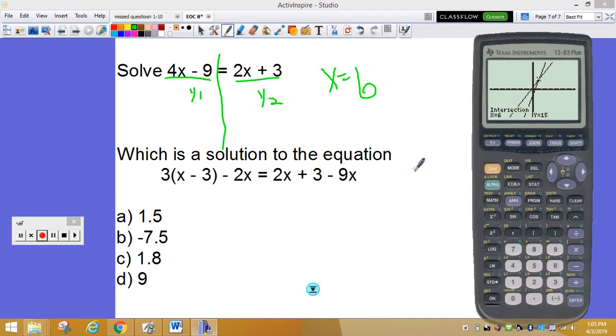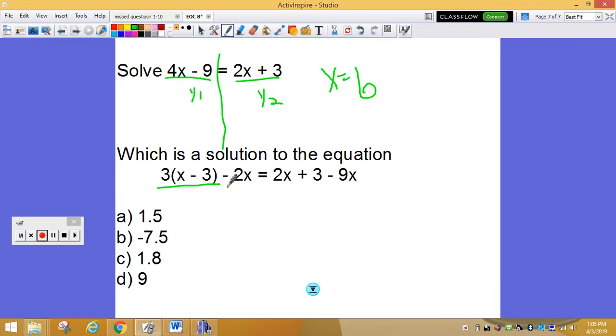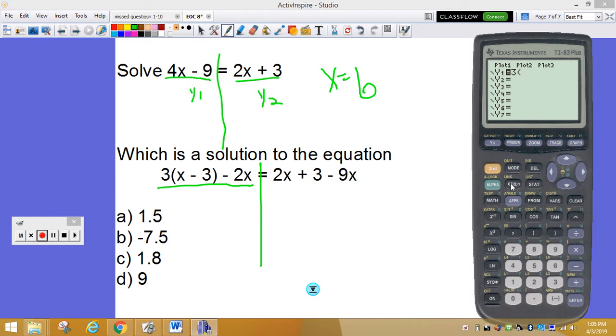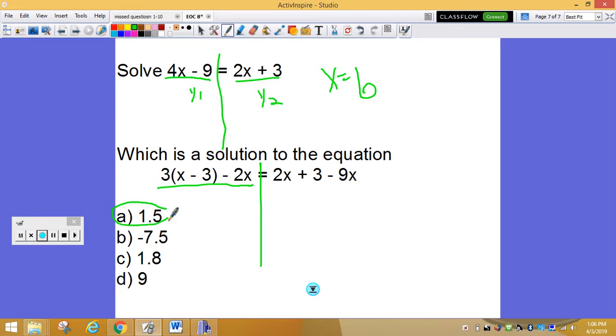So let's do another one. Let's go to y equals. Let's clear these out. All right, so I'm going to start typing here on the left because here's my equal sign. I'll type 3 parentheses x minus 3, close parentheses, minus 2x. I'm going to hit enter because I see an equal sign. Then I'm going to type in 2x plus 3 minus 9x. I'm going to go back and zoom normal, so zoom 6. That gets me to my normal graph. All right, so the intersection is the answer. So I'm going to do second trace, intersect, enter, enter, enter. And x is 1.5, so you would pick A.